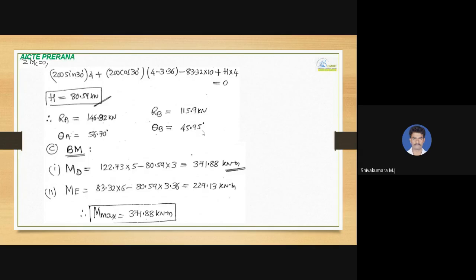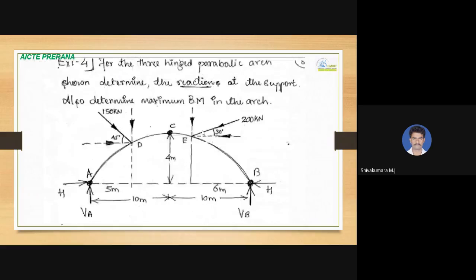So first question, that is a support reaction. It is done, that calculation. Now you come for the calculation of bending moment. So bending moment in question, if you see, determine the maximum bending moment in the arch. Whether it will happen, where exactly it will happen also, we can determine.